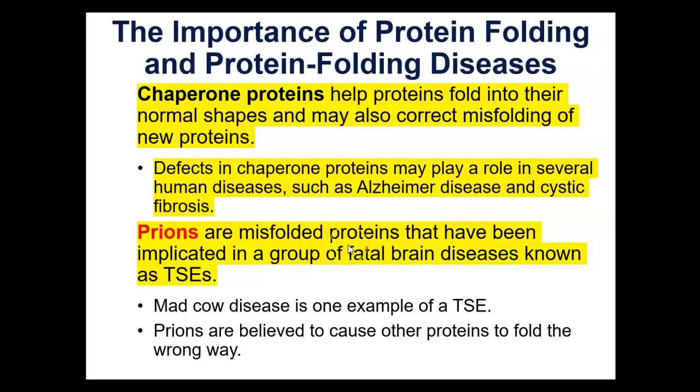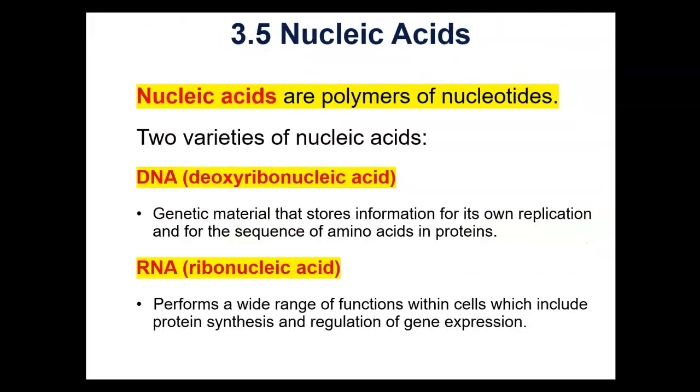Prions are misfolded proteins that have been implicated in a group of fatal brain diseases known as TSEs. TSE stands for spongiform encephalopathy. I can't remember what the T stands for, but anyway, mad cow disease is an example of a TSE. So prions can cause neurodegenerative diseases, basically.